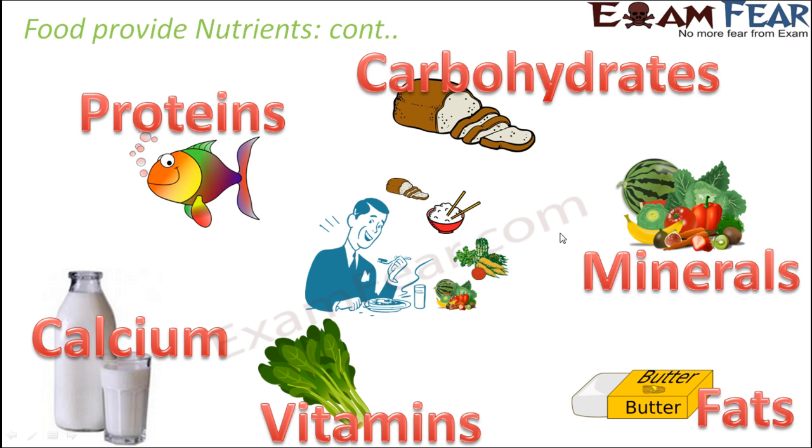What we are going to do next is talk about each of these nutrients in a little more detail. But how do we know which food item is rich in which nutrient? How do we know that we need to drink milk so that our body gets calcium? How do we know that carbohydrate is present in bread or minerals are present in fruits? That's what we are going to discuss in the next section.